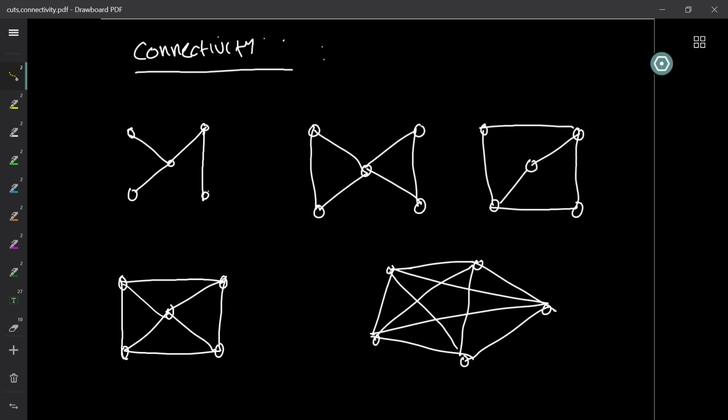Okay. Now we want to define connectivity. So the idea of connectivity, we started with the notion of a graph being connected. A graph is connected if I can go from any vertex to any other vertex by a walk, or a path.